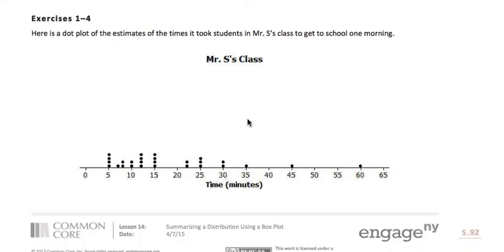In exercises 1 through 4, we're going to use the dot plot from Mr. S's class, showing the time that it takes for each of them to get to school on one morning. The dot plot, as you can see, has a low value of 5 minutes and a high value of 60 minutes, and it is skewed right because there are several pieces of data that are just kind of hanging out to the right.